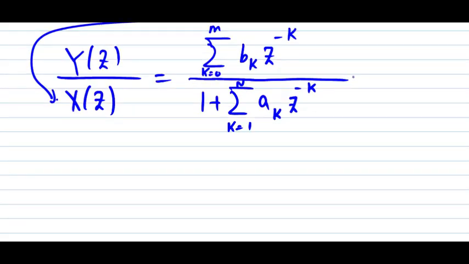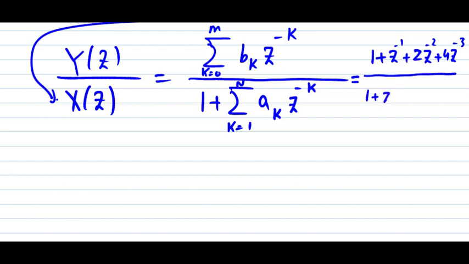Actually, if we look at this equation, basically it's in powers of z raised to some power. For example, we can write this as 1 plus z^-1 plus 2z^-2 plus 4z^-3 divided by, it might be like, 1 plus z^-1 plus 4z^-2 plus 5z^-4. So it's an example.